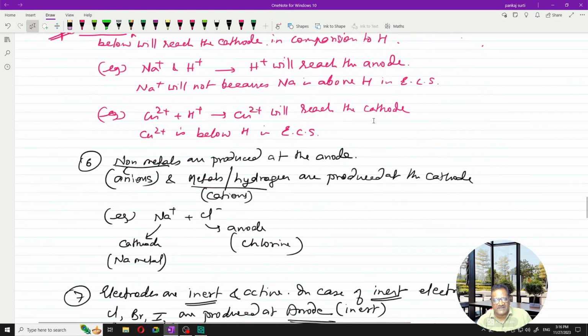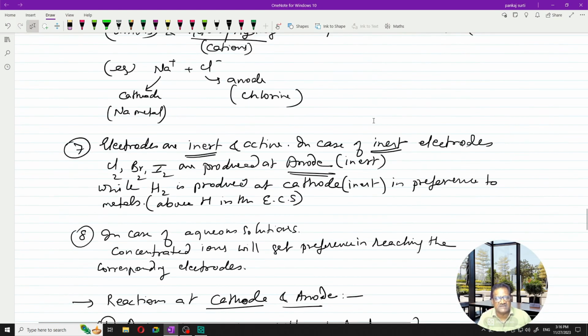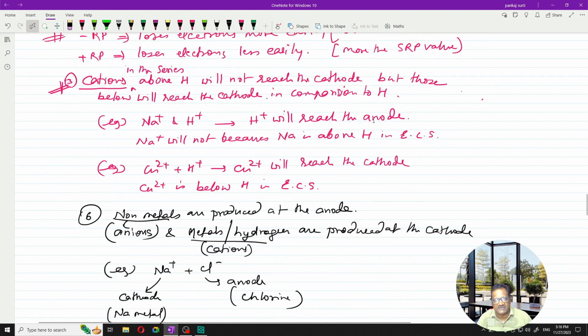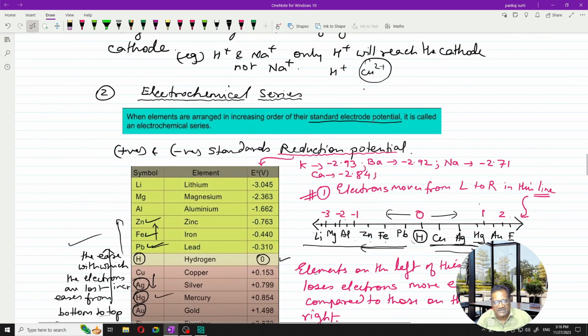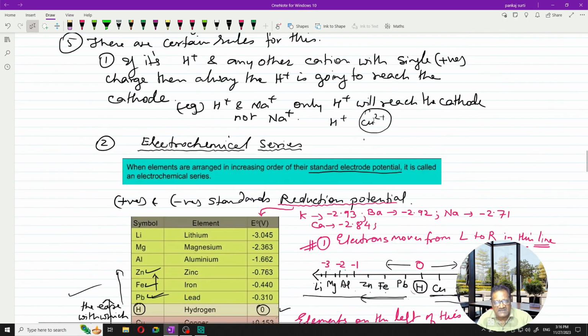Now what happens whenever there is a competition between hydrogen and some other positive ion? It is always the one which is at a higher place that is going to win the race of reaching the cathode. So that you remember. I have given you two examples here. Between sodium and hydrogen, it is not the sodium which is going to reach the cathode. It is hydrogen which is going to reach the cathode.